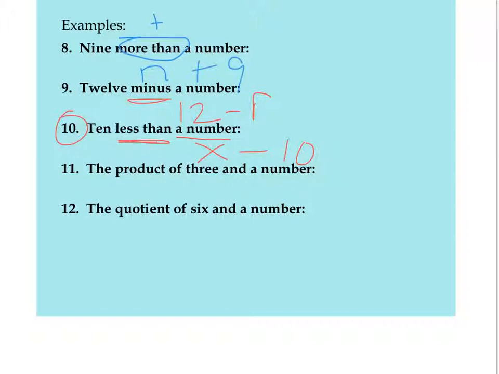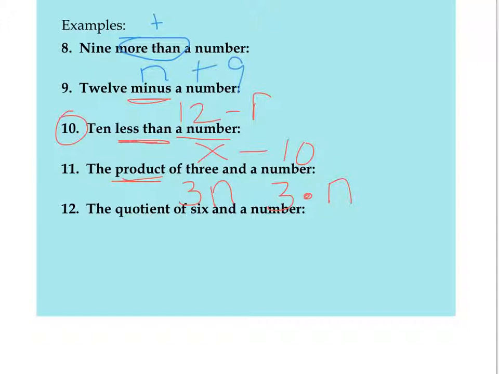The product of 3 and a number. Product tells me to multiply, so I have 3, and typically as we get into algebra we're going to put numbers next to letters, and so 3n means the same as 3 times n. Some of us might want to write it this way, and that would be okay.